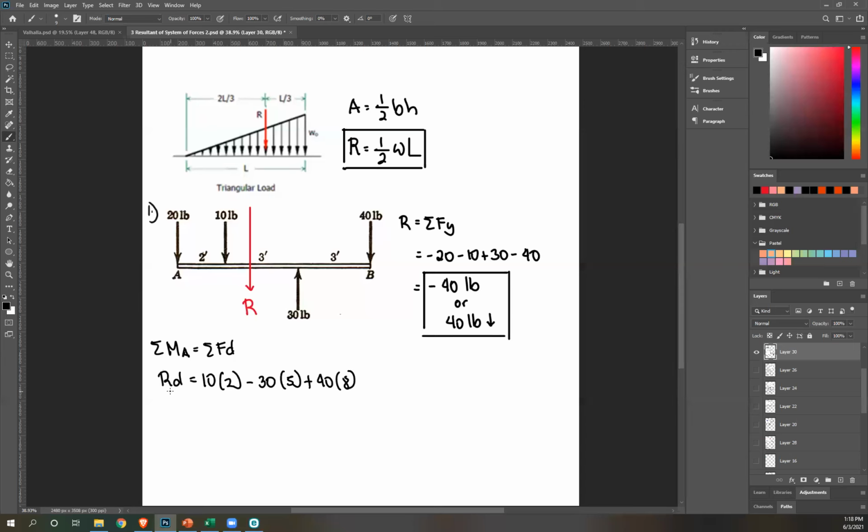And what is R? R is 40. Rotate that R about A, that's clockwise. So that's 40 times, this is what we're looking for, D. Please solve. What's D? Divide by 40. 4.75. Correct, it's 4.75. We got it correct.